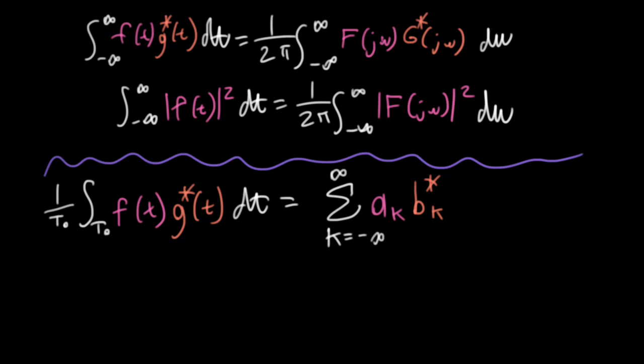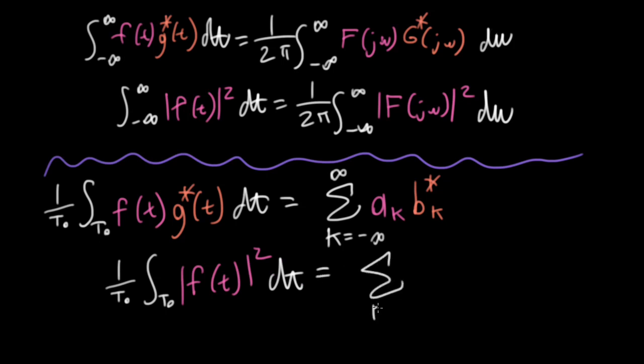And again, if we have the special case where f equals g, then we could write the integral of f of t magnitude squared over any period for that. And over here on the right, we're now summing the magnitude squared of the Fourier series coefficients.